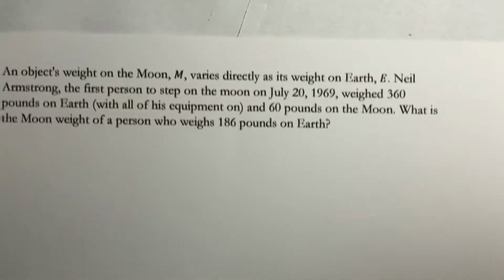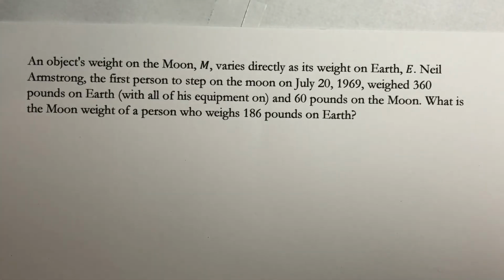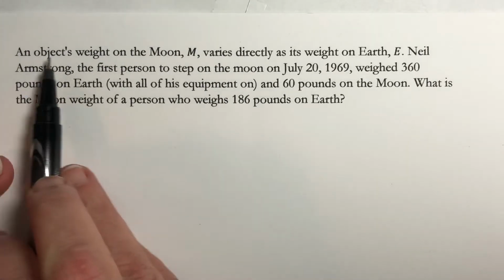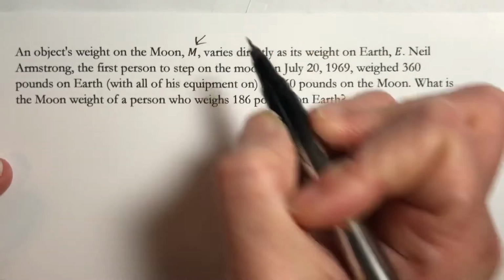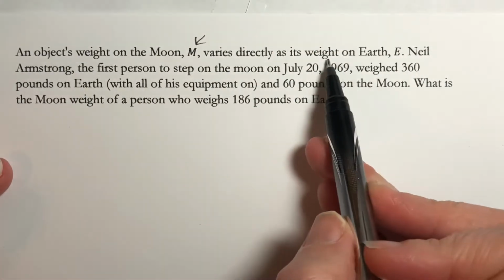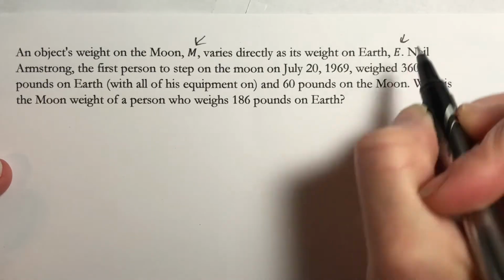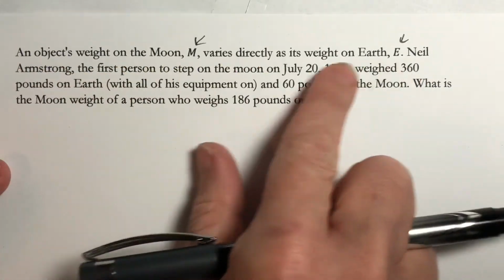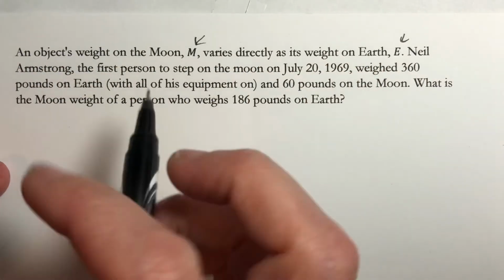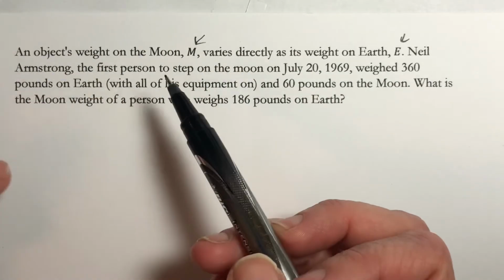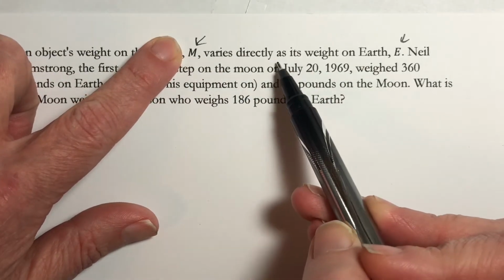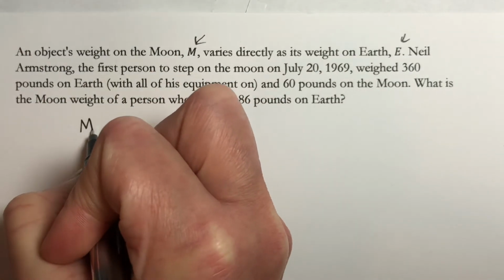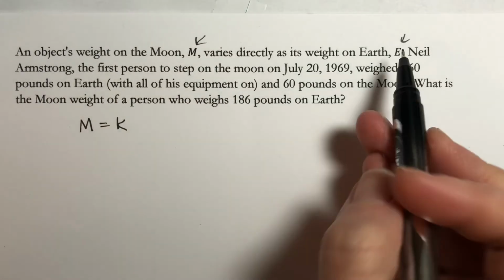Okay, so let's look at one that is written more like a real world problem, where they're not giving us everything from the very beginning. An object's weight on the moon, which they call M, varies directly as its weight on Earth, which is E. Okay, so this is our first bit of information. From here, we can start off with a very general equation. Let's ignore the information we don't need. M varies directly as E. The rest of it is context. So M varies directly as E.